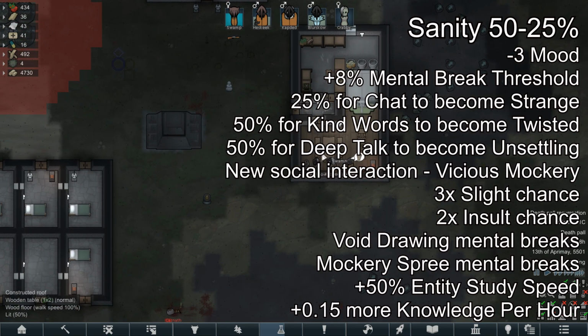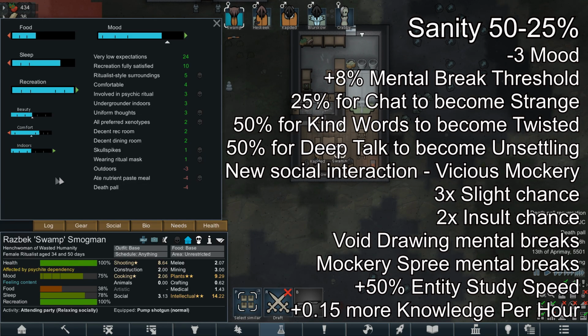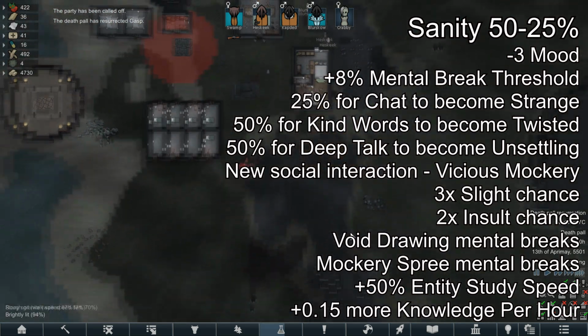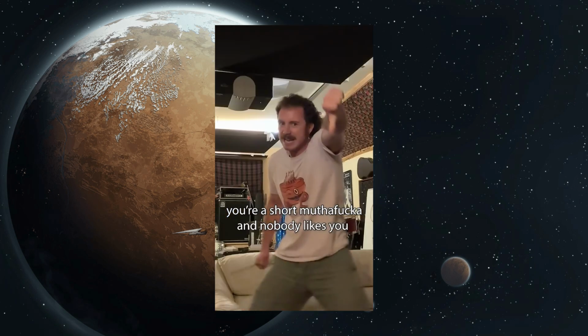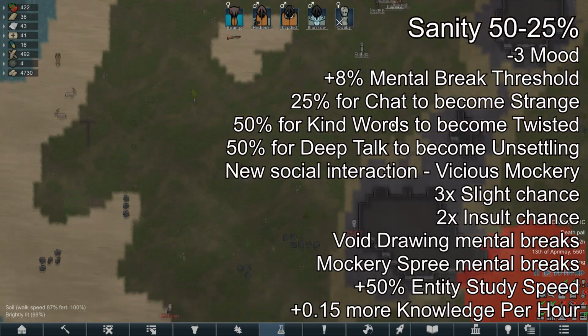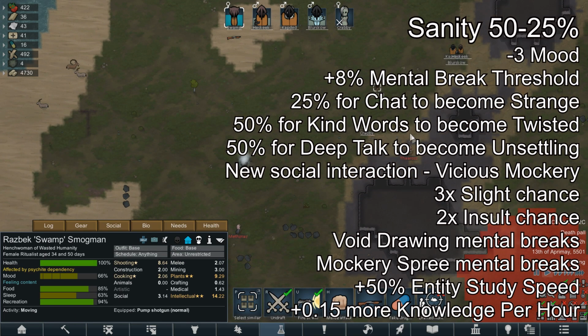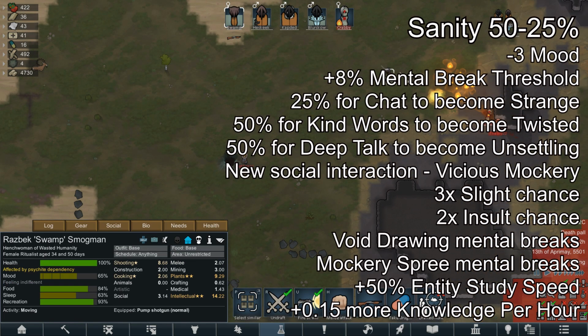Not only are their standard conversations likely to turn sour, they have an entirely new interaction called vicious mockery. I cast vicious mockery, nat 20, let's go. You're a shot, motherfucker, and nobody likes you. Shot! As well as mocking others, slights are 3 times as likely and insults are twice as frequent.